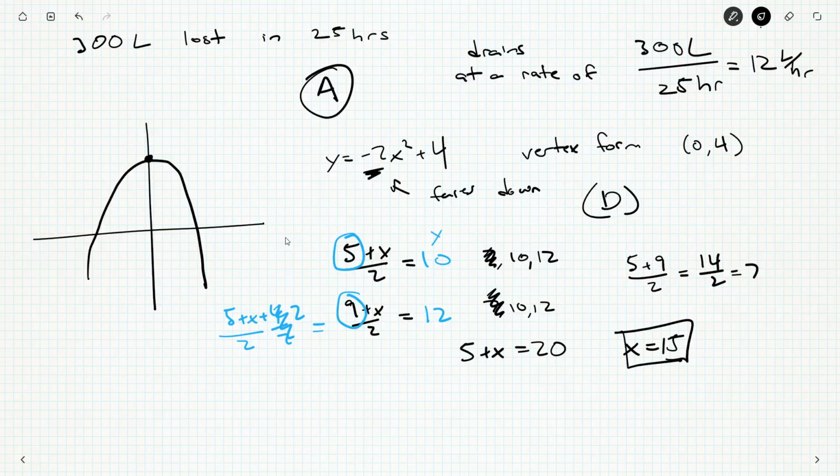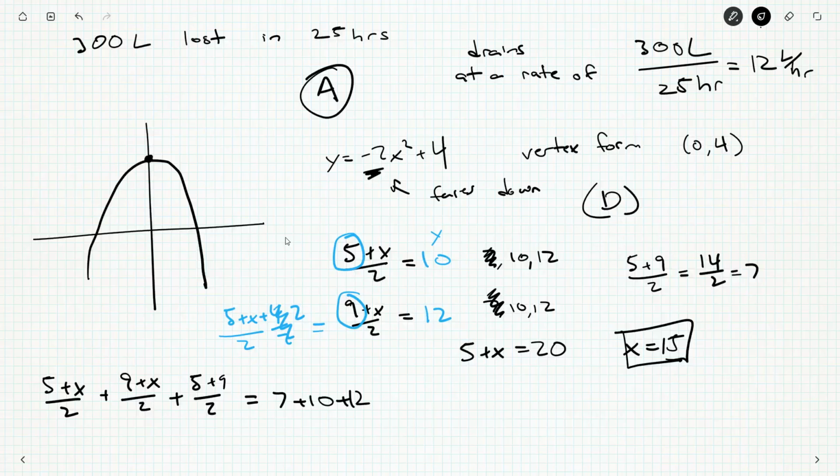Okay. Now, this wasn't the only way to do the question. Certainly not. We know that (5 plus x) over 2 has to be one of these. If we didn't want to make the connection that (5 plus 9) over 2 is 7, we could have just said, well, I don't know which one is which, even though a little bit of investigation would tell us. But I do know that one of them's 7, one of them's 10, one of them's 12.